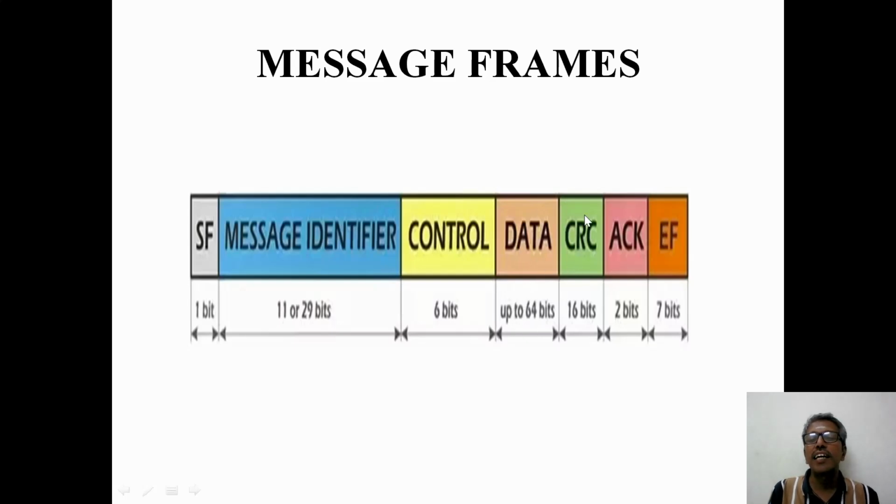Finally, after the data, we have a CRC. CRC means cyclic redundancy check. That means error checking codes, like a parity bit. If any data goes missing during transmission, you can check it through the CRC. Finally, the acknowledgement bit is also sent in the frame. The end of the frame is denoted by EF. This is one single frame for transmitting data from the microcontroller to the devices.